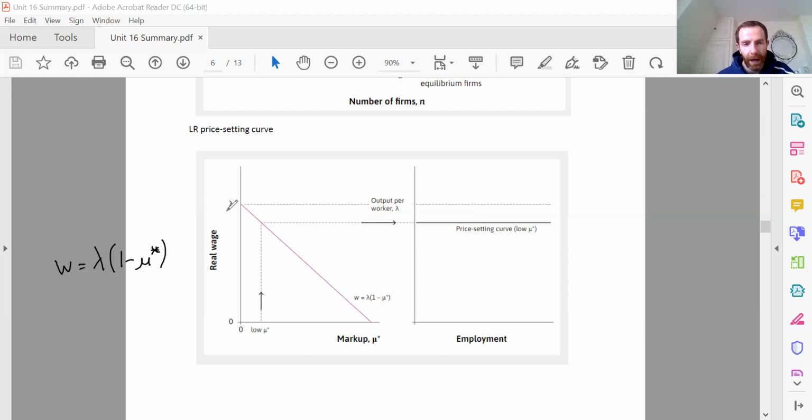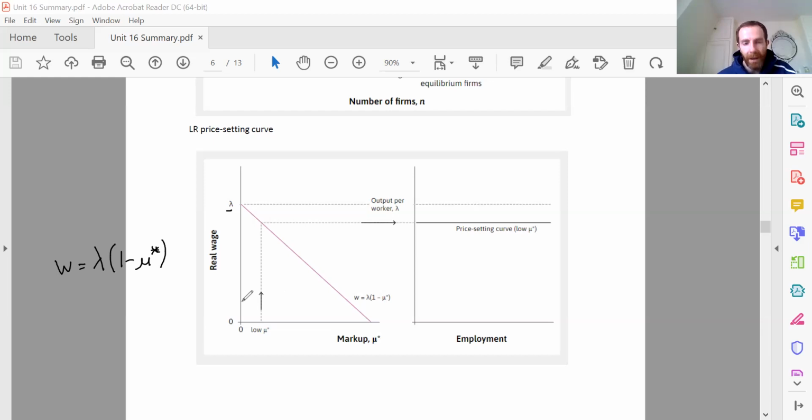All right, so lambda, that is the value of the output produced per worker. And that value of the output is the amount of money the firm is bringing in by selling the output. And that has to be split between the workers in terms of their wage and then the profits. And what this is showing us is how this split is done.